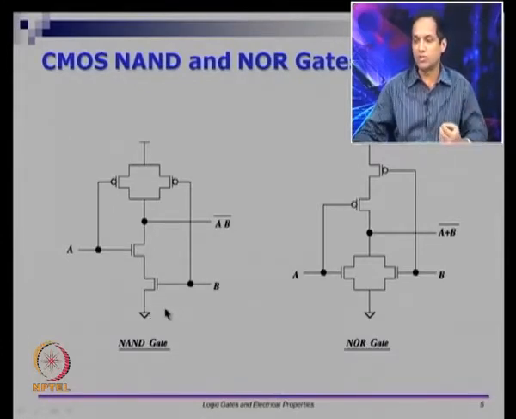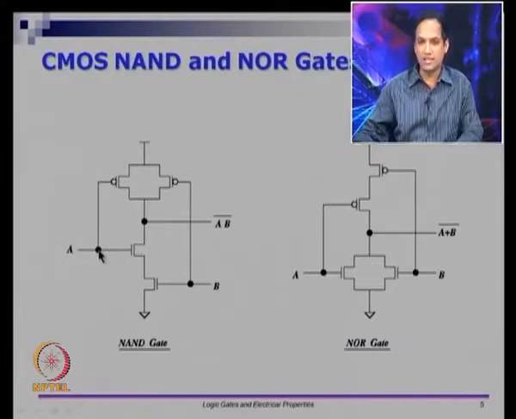If both the inputs are 1, the output is 0, and for the rest of the combinations, 0 0, 0 1 and 1 0, the output should remain at 1. So, let us see how that will work. Let us take the case where one of the inputs is 0. So, let us say A is 0.